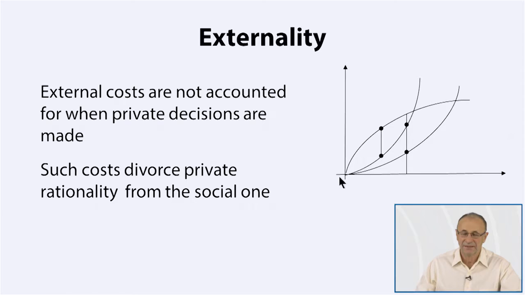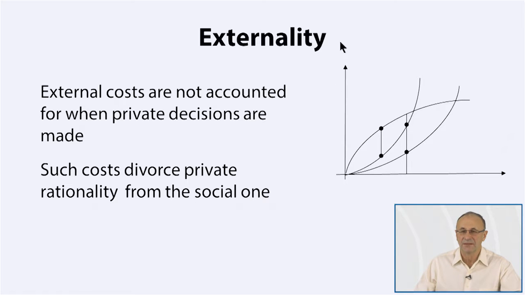Have a look at this picture on the right hand side of the slide. This is an example of an externality. Along the horizontal axis, we measure the scope of a certain activity, or I should say the scale of a certain activity, for simplicity's sake, a volume of production of a certain good.